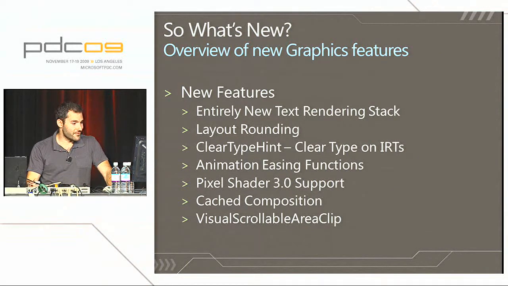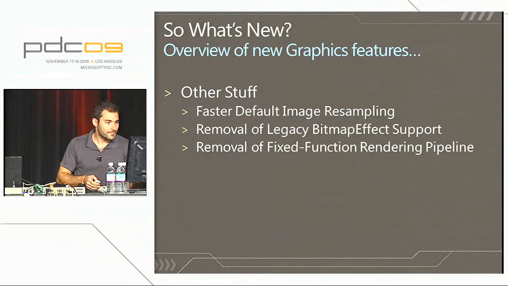We added something called visual scrollable area clip, which is a great name. And not only that, but this feature allows you to basically hardware accelerate scrolling in terminal services scenarios or RDP sessions, where without this feature, scrolling would require sending an entire bitmap of the scrolled content. Here you can basically do a scroll blit, and I'll go into more detail about that later.